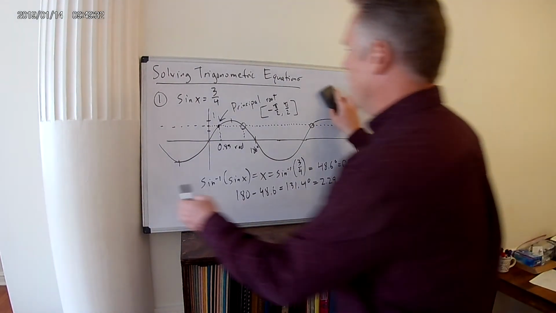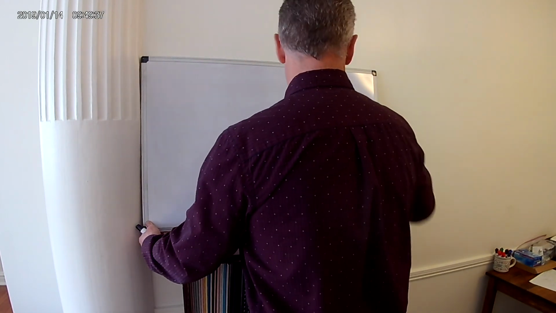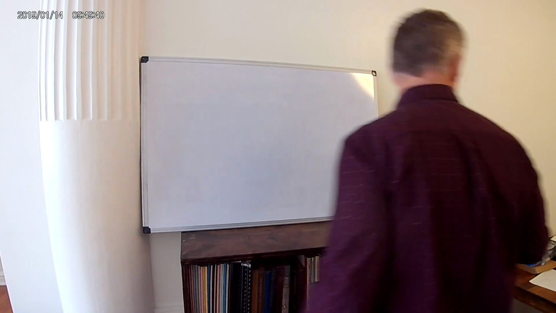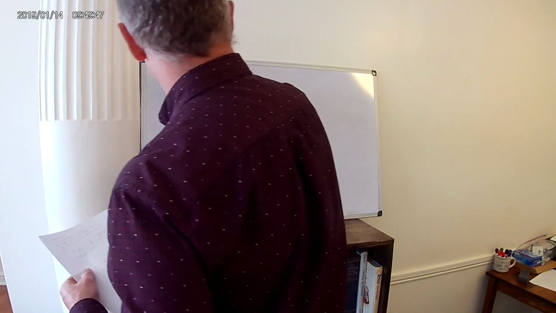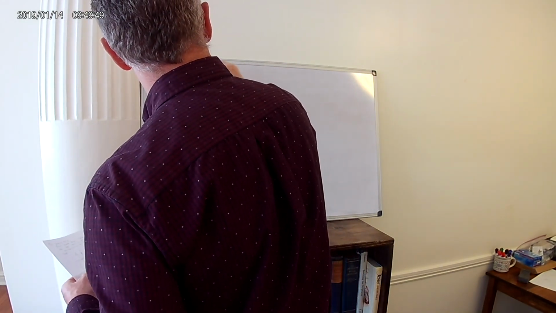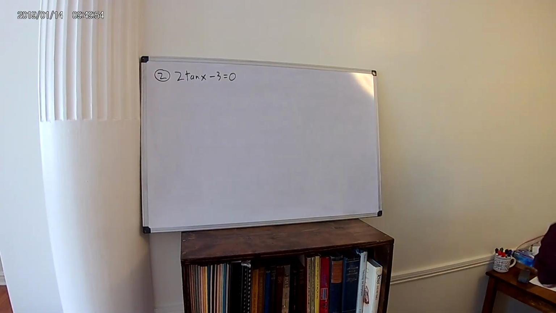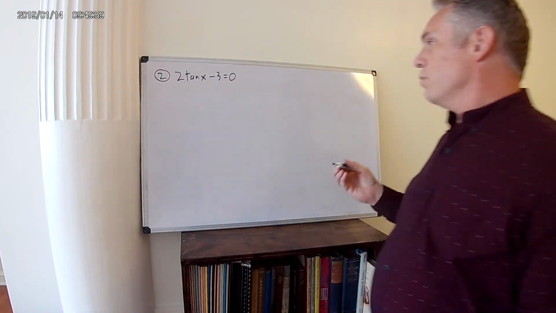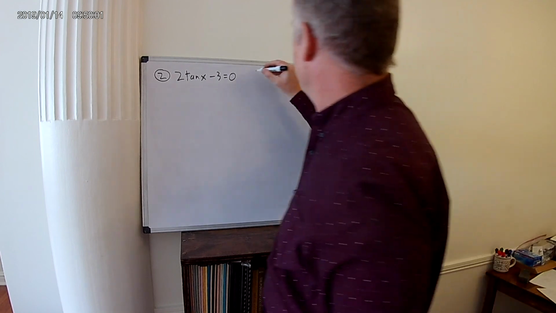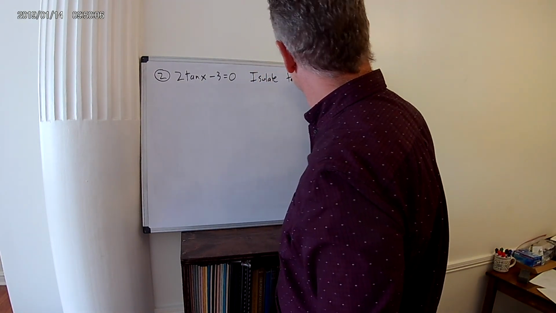So let me erase this board. Let's consider some more examples of this. Here's a second example. Example 2 is 2 tangent of x minus 3 equals 0. Okay, this is a little more complicated. This is a trigonometric function. We want to find the values of x that make this true. What we want to do is first isolate tangent of x. That's our goal.